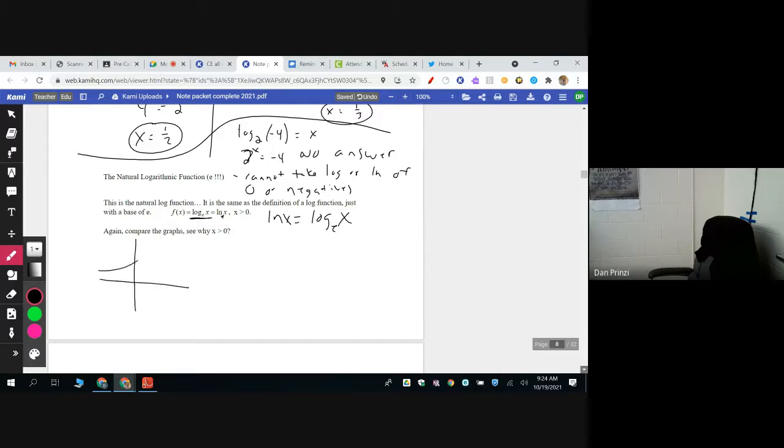Same idea. If you have e to the x, looks like that. You reflect over y equals x. And you get ln of x. The ln of x graph and the log graph look exactly the same. Why? Because ln is a log graph. That makes sense? It's just a log with a base of e. Everyone good with that?